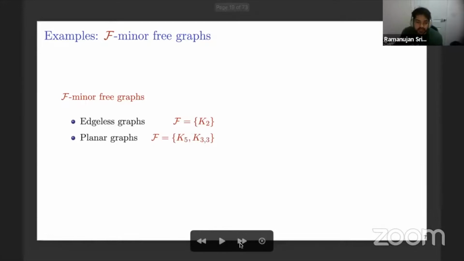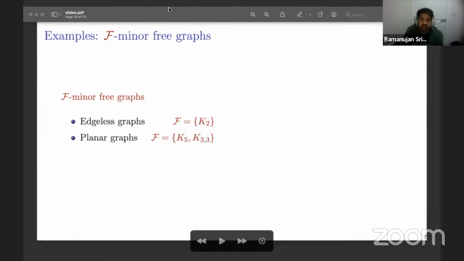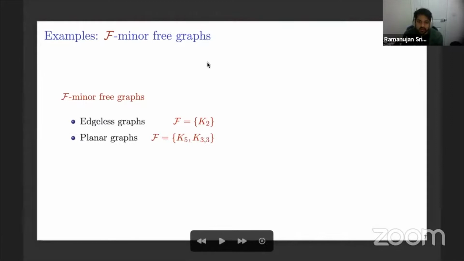Fahad, there's a question in the chat asking if you could briefly summarize what well quasi-ordering is. Can you define it?